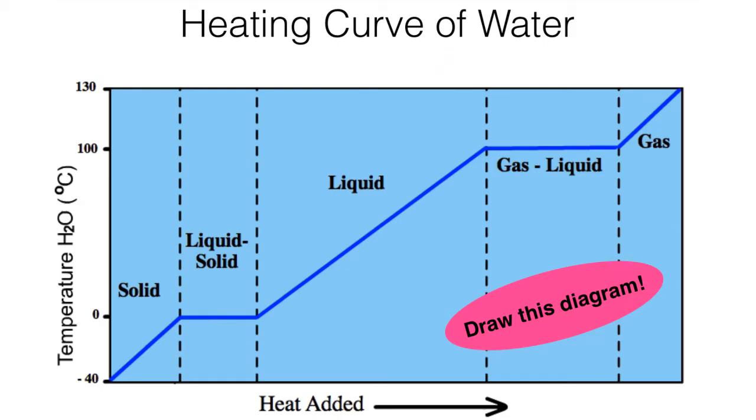Next, draw this diagram. That's why it says draw it. And this is a heating curve of water, or H2O. So draw this. I'm just going to sit here silently for a second while you draw it. Make sure you include your axes labels. Okay, if you need longer, just pause the video and hit play because I'm going to move on.